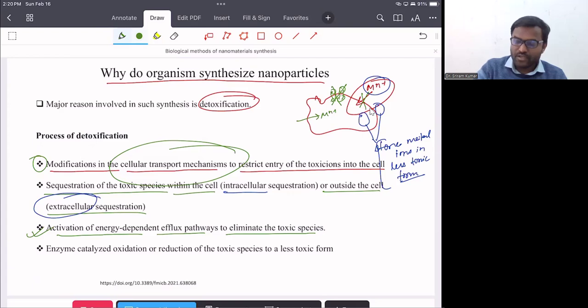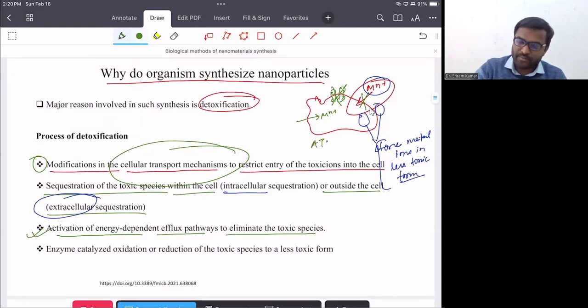So what happens? The cell takes some kind of ATP pathways to throw out this toxic metal ion from within the cell, and that is called the energy dependent efflux pathway, to just kick out these toxic metal ions from the cell.